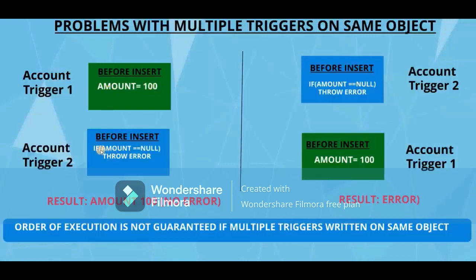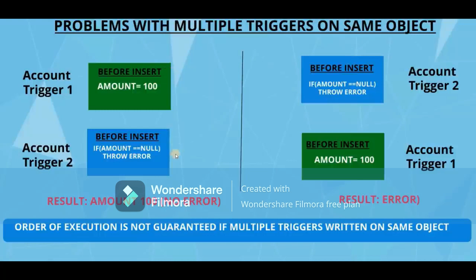And in the second trigger, let's say we have written a logic: if amount equals null, throw an error. In Salesforce, the order of execution of triggers is not guaranteed if multiple triggers are written on the same object. In this case, let's say we have written two triggers like this. Salesforce can execute the first trigger first and then the second trigger later, or it can execute the second trigger first and then the first trigger later.